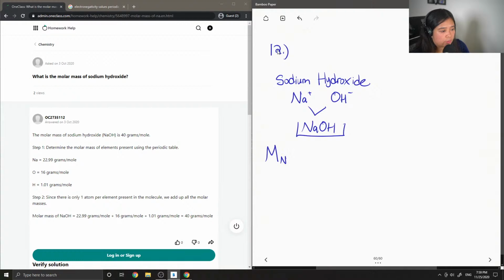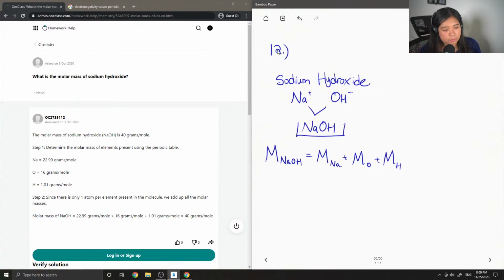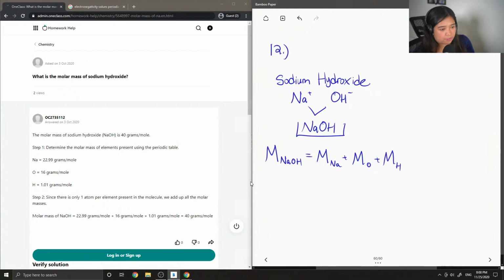So to calculate the molar mass of NaOH, we would need all the molar masses of the atoms involved. This is equal to the molar mass of sodium plus the molar mass of oxygen plus the molar mass of hydrogen. Since there is only one atom of each of these elements, I don't need to multiply by anything. So let's just plug in our molar mass values, which you would just find on your periodic table.